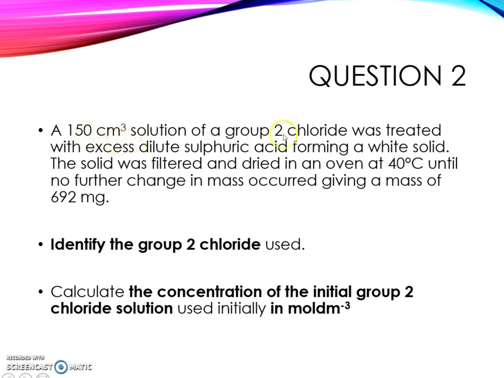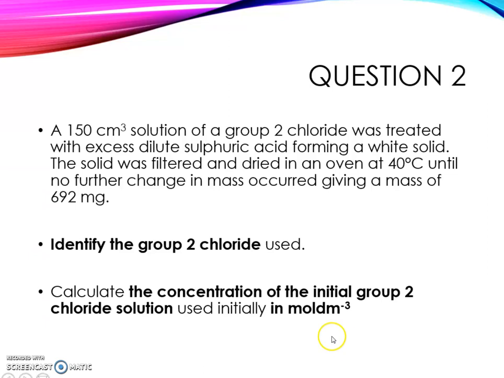150 cubic centimeter solution of a group 2 chloride was treated with excess dilute sulfuric acid, forming a white solid. The solid was filtered and dried in an oven at 40 degrees Celsius until no further change in mass occurred, giving a mass of 692 milligrams. Identify the group 2 chloride used. Calculate the concentration of the initial group 2 chloride used in the units moles per decimeter cubed.